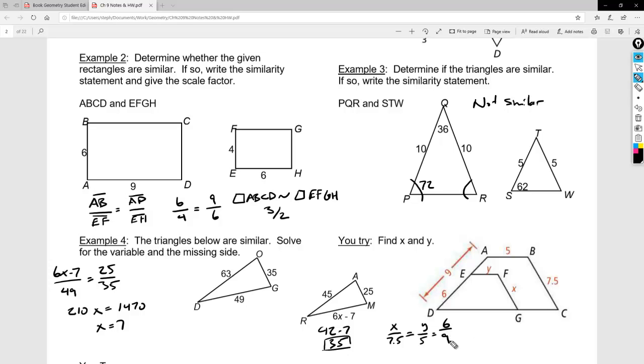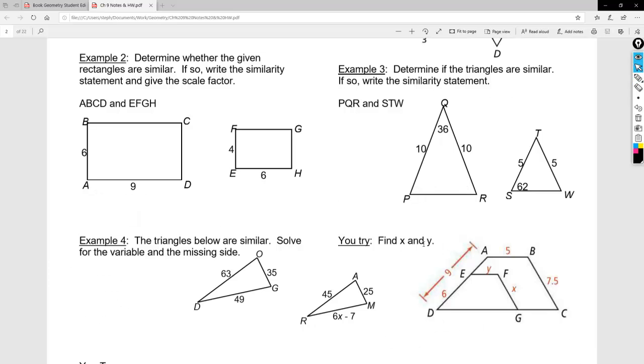Given that, we can solve our proportion here. So if we isolate, x is to 7.5 as 6 is to 9. That would give me that x is 5. Then y over 5 is 6 over 9, so then y is equal to 10/3.